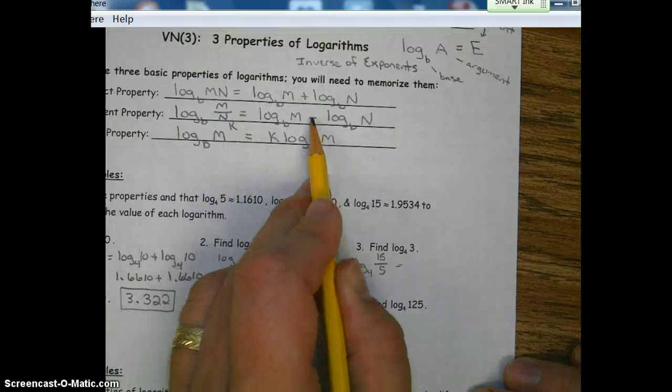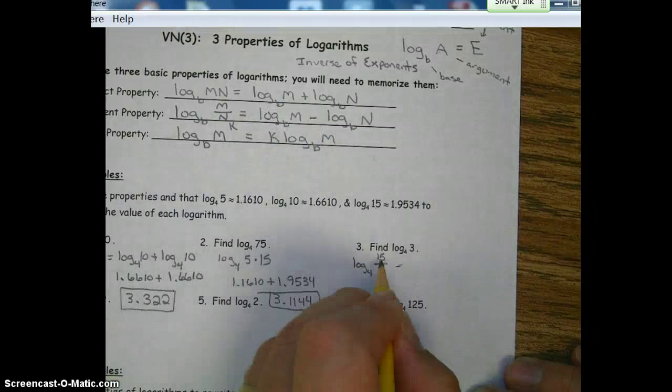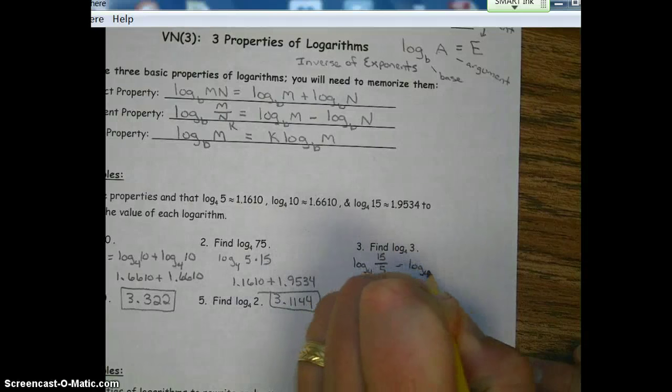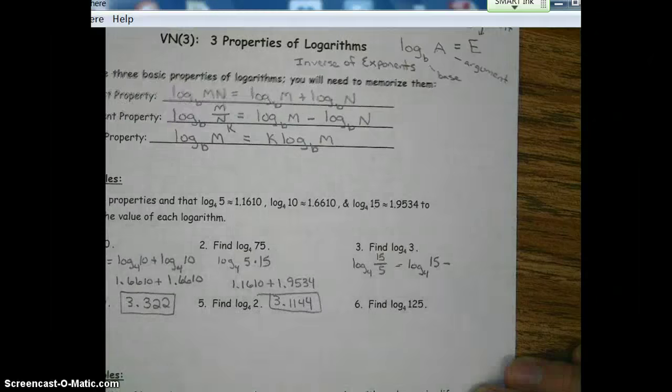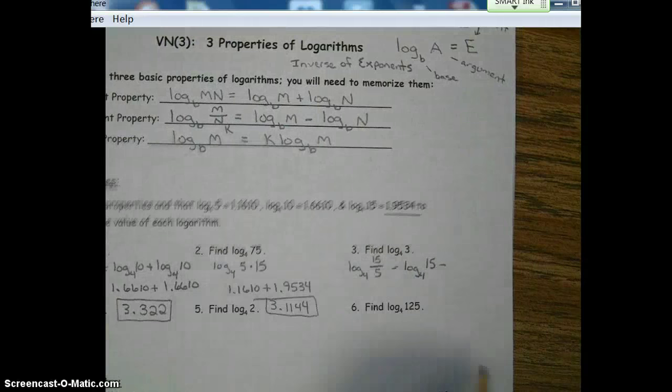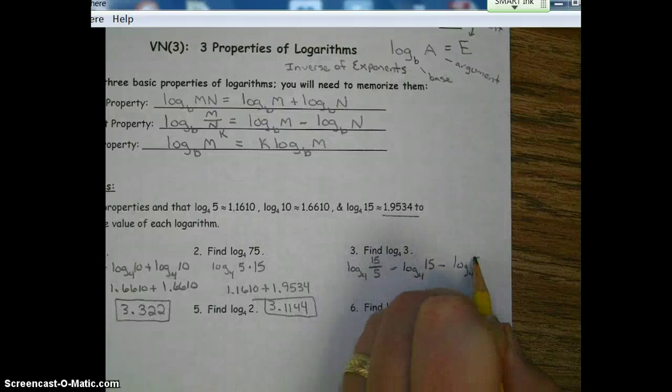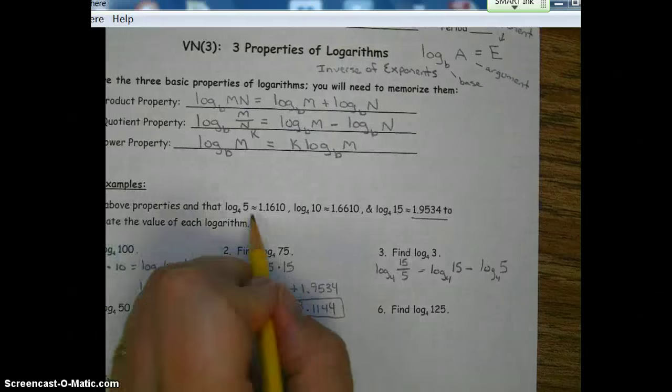We subtract. All right, so we're going to subtract the log base 4 of 15, which is going to be that, minus log base 4 of 5, which is going to be your other one.